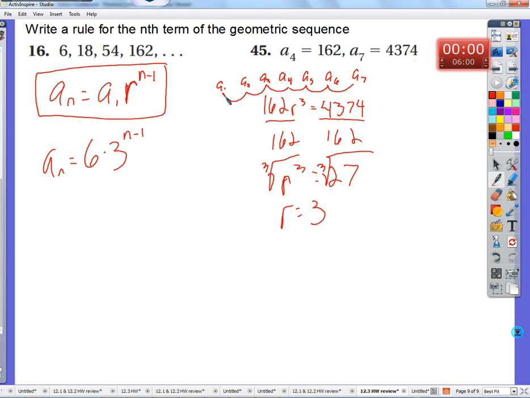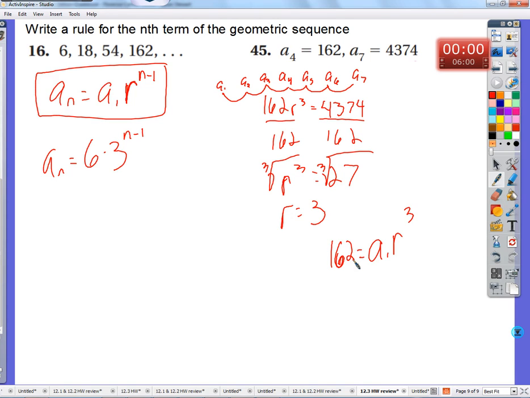All right. We can do it that way. You can just take 162, divide by 3, divide by 3, divide by 3. Fine. We can also think of it this way. A sub 1, whatever it is, we're going to multiply by R once, twice, three times, R to the third. And that's going to give us 162.